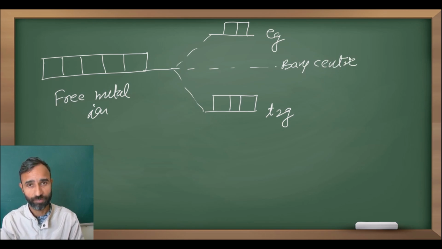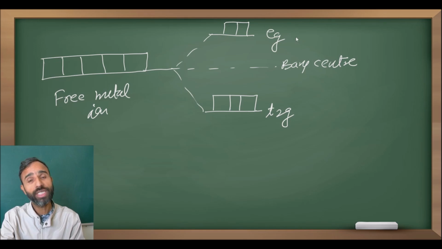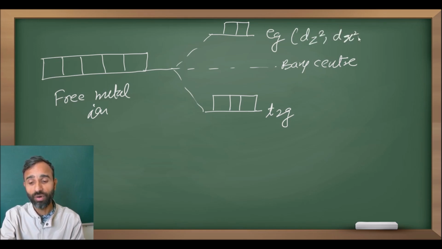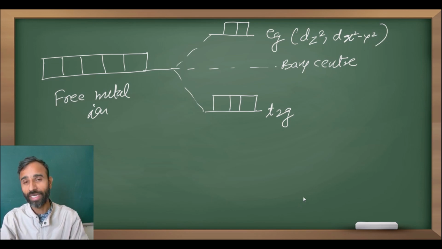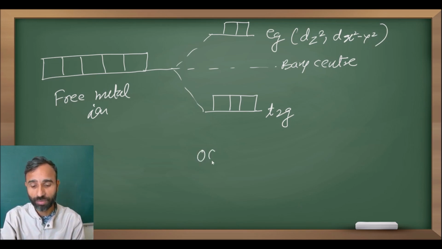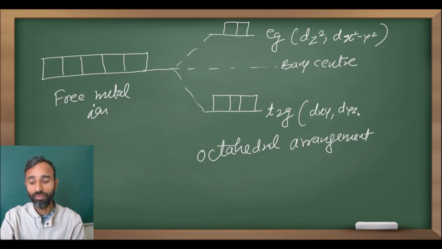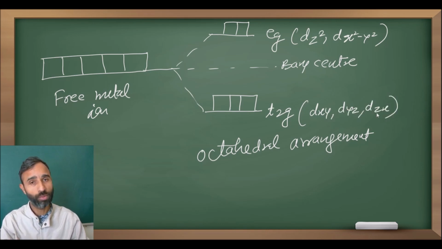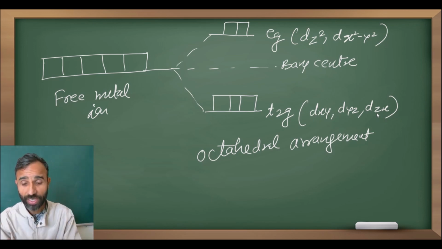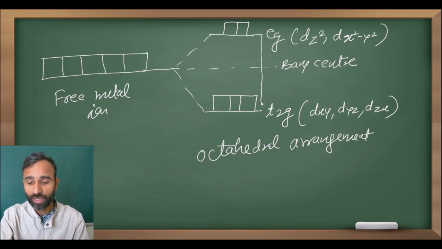very center. So T2g is of lower energy and Eg of higher energy, because Eg set of orbitals, their lobes are on the axis and ligands are also on the axis in octahedral arrangement. This is the splitting in octahedral arrangement. And T2g set, that is dxy, dyz, dzx, lobes are in between the axis, but ligands are on the axis. So they are not head on to each other. That's why their energy decreases. And this total energy is delta O.